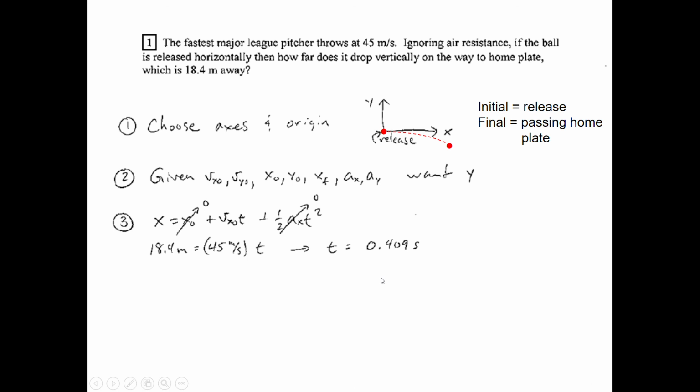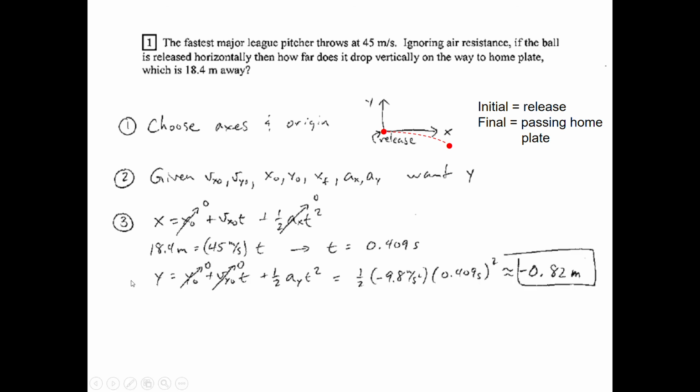And then we weren't asked for t, but that's just my step on the way to now plugging into that y versus t equation. So I want y final. Y initial is 0, Vy initial is 0, so the first two terms go to 0. And then in the third term, Ay is minus 9.8 in my coordinate system, and we now know t, the time it takes to get between initial and final. So I'll plug those in here. Noting that Ay is negative, that gives me, as I expected in the beginning, that y is minus 0.82 meters.